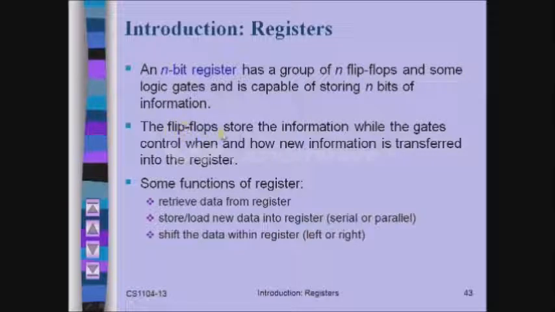The flip-flops store the information while the gates control when and how new information is transferred into the register. So flip-flops are used for storing the information, and we also use gates along with these flip-flops for controlling the data inputs, that is, when we want to load new input into the register. Now let us see some functions of the register: retrieve data from the register, store or load new data into the register, which is done in parallel and serially, and we can also shift the data within the register towards left or right. Let us see all these functionalities of this register.